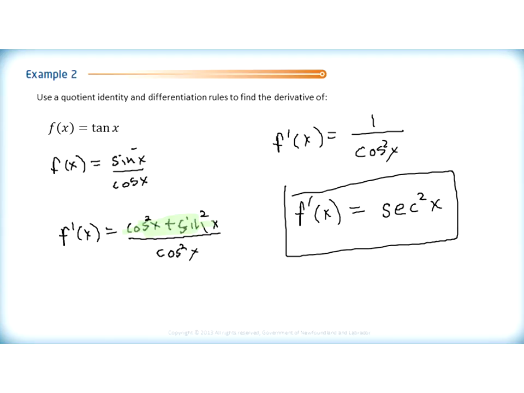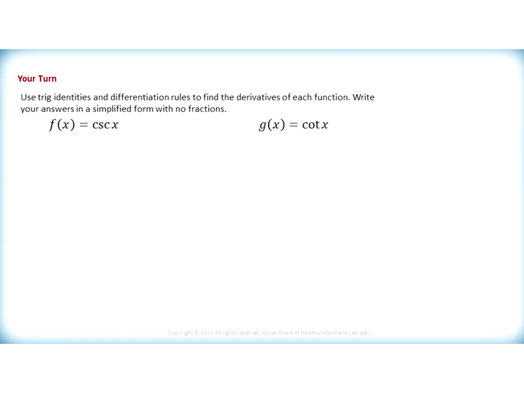Not so bad. Alrighty, so we're going to jump right into the your turn stuff here. Not a lot of detail here. We just want to make sure everybody gets these down right and knows how we get them. It says to use trig identities and differentiation rules to find the derivatives of each function. Write your answers in a simplified form with no fractions. So try to write them in terms of trig functions so that you don't have any fractions, because those are the forms that we usually refer to when we talk about the derivatives of our trig functions. So give that a whirl and see what you come up with.